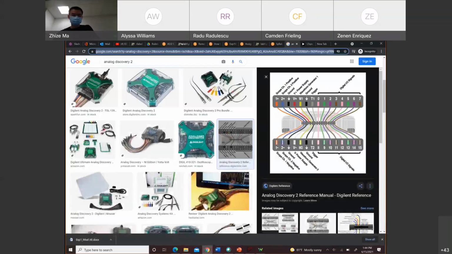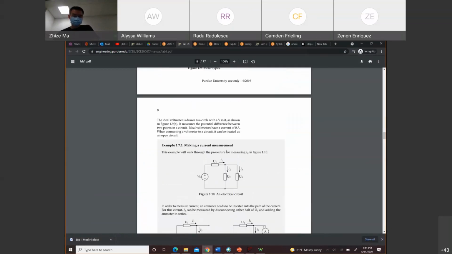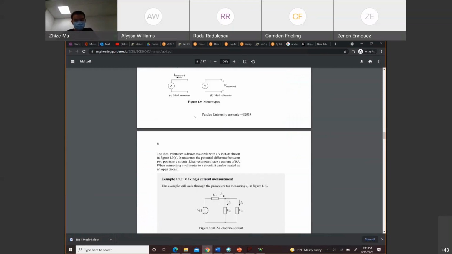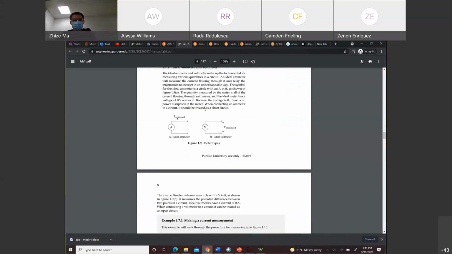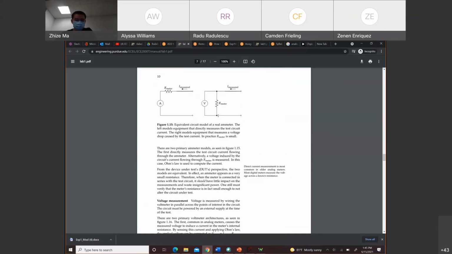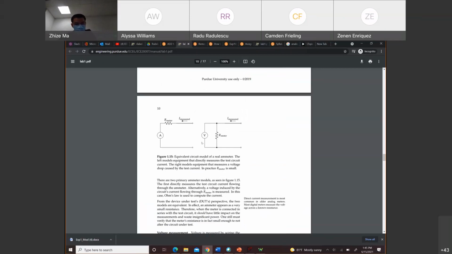Let's see in the menu. Here in the menu, it tells you what the symbol is. This symbol, you see there is a letter A in a circle. That's an ammeter, which is used to measure the current. This symbol, letter V in a circle, is a voltmeter. This device is used to measure voltage. If you see page number 10, this diagram is a circuit model for the ammeter, but it also shows how to measure the voltage and the current.